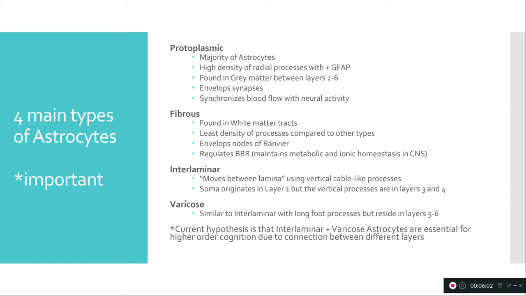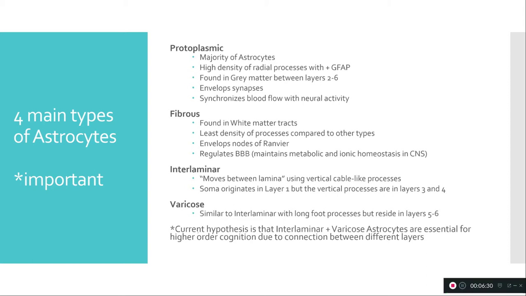So if you didn't know, the cortex in humans have layers, and so we'll plan to make a video on that as well to thoroughly explain that. But for now, just understand that protoplasmic astrocytes can be found in certain layers of the cortex. Okay, the protoplasmic astrocytes are also going to envelop the synapses, and this is important. And then also they're going to synchronize blood flow with neural activity, and that's important, right?